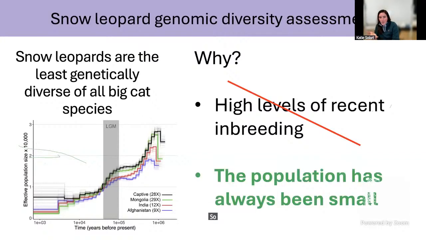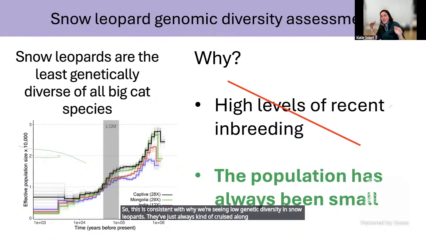So, this is consistent with why we're seeing low genetic diversity in snow leopards. They've just always kind of cruised along at a small population size, and so they've never amassed a ton of genetic diversity in the population.